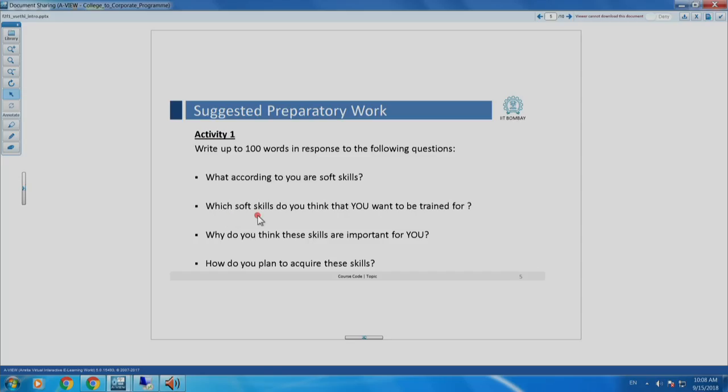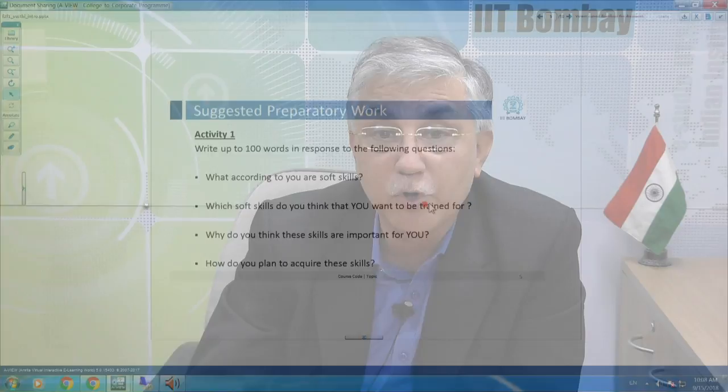Maybe in such a short time we can't do that. However, they do point you in a direction, and then you can take them. But the first thing that you need to do is ask the question, inquire into the question, what according to you are soft skills? Okay? Then it could also be, okay, I list 10 soft skills and then say, of these 10, these 7 I think I'm good at, but these 3 I need to practice. I want to get trained for these 3.